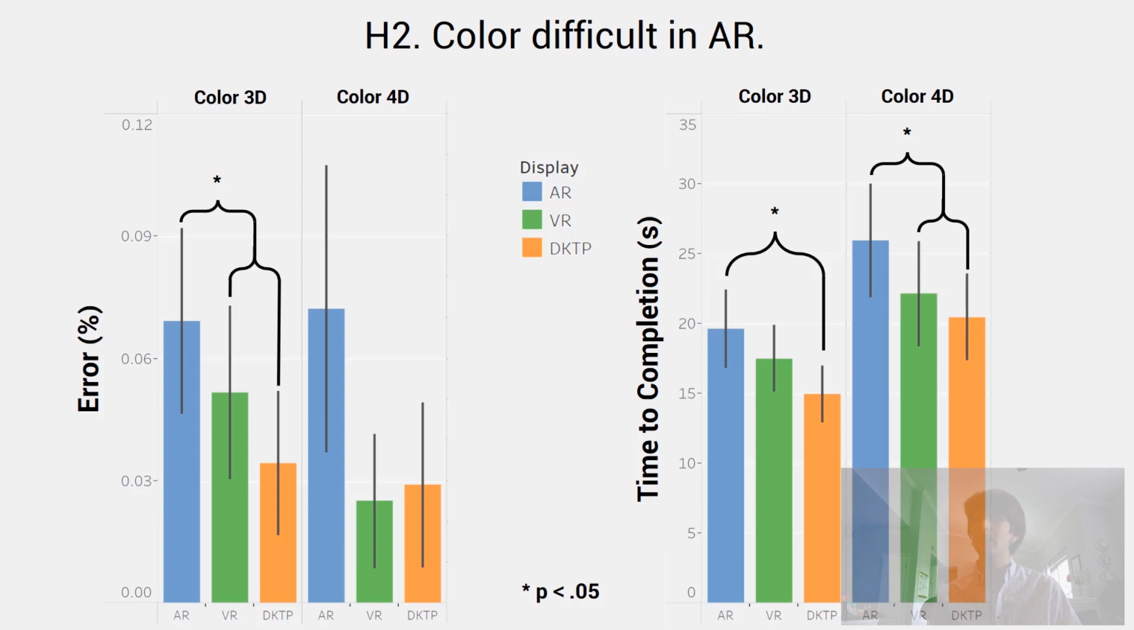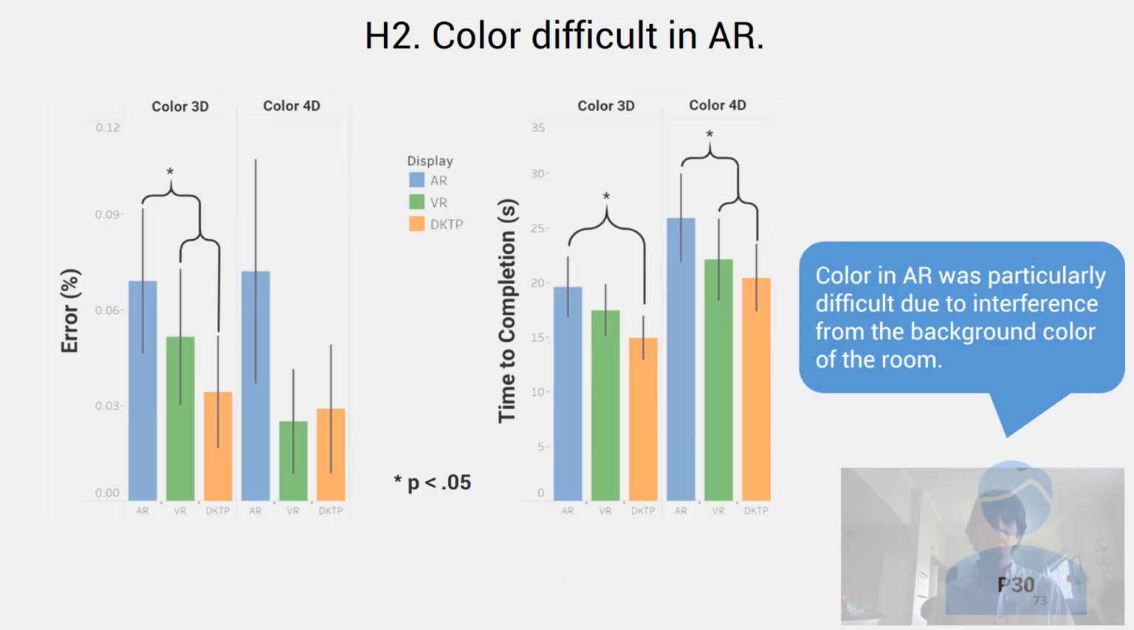Second, we thought that color-based visualizations would be challenging in AR, and we found that to be the case as well. We found that participants were typically less accurate and slower in AR than on the desktop and for VR. And we anticipate that this was likely due to the non-constant background, as participants specifically called out that color in AR was particularly difficult due to the interference from the background color of the room.